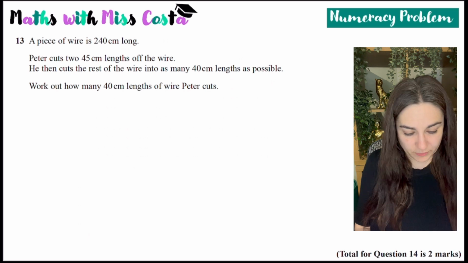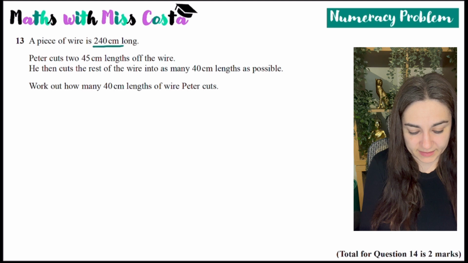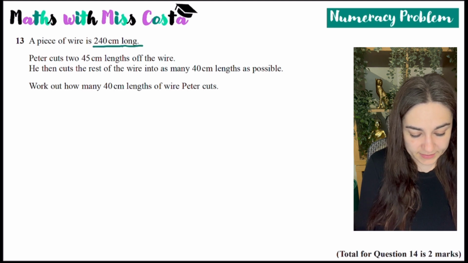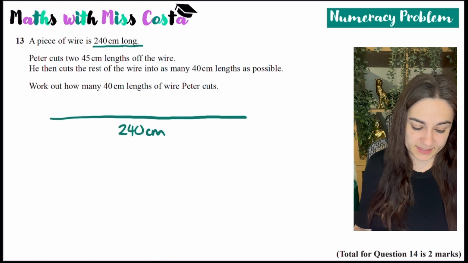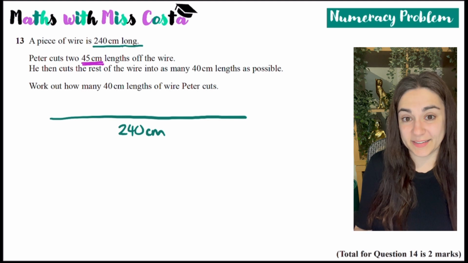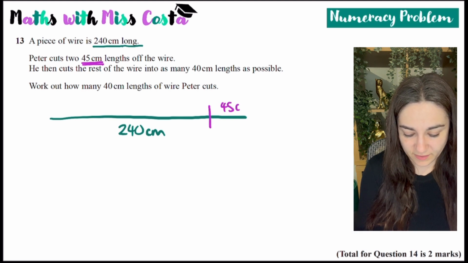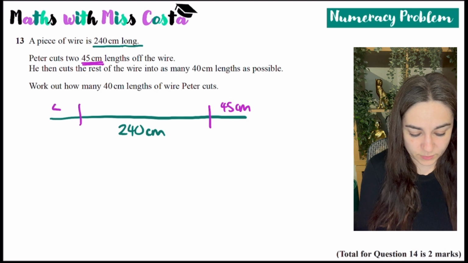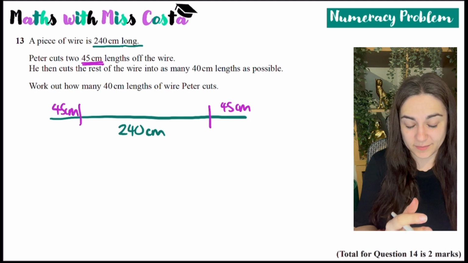Okay, then we've got a numeracy problem. So we're told that a piece of wire is 240 centimetres long. It's helpful to just draw it out. So you're like, okay, I've got this piece of wire and it's 240 centimetres long. I then know that Peter cuts two 45 centimetre lengths off the wire. So he's decided to chop off 45 centimetres from this end and 45 centimetres from this end. So the wire is going to get smaller.